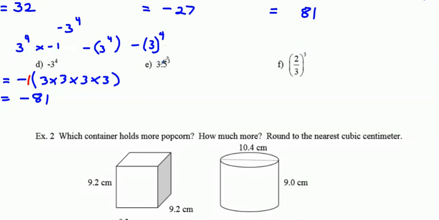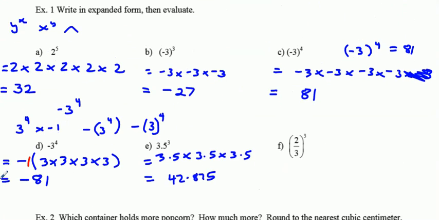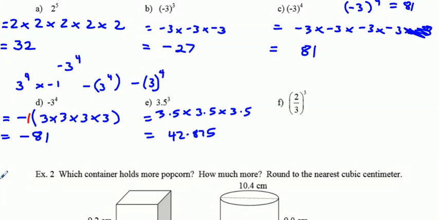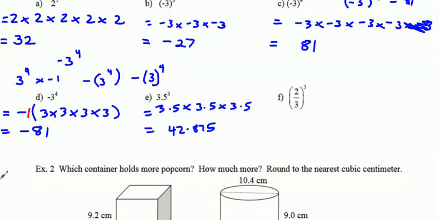So 3.5 cubed is just 3.5 times 3.5 times 3.5. And when you do that on your calculator, you get 42.875 exactly. Now, if it had asked us to round to a nearest decimal place, then we might want to consider rounding it. But it didn't say in the original question to round, so we're going to keep all 3 decimal places for this one so that we have the exact answer.